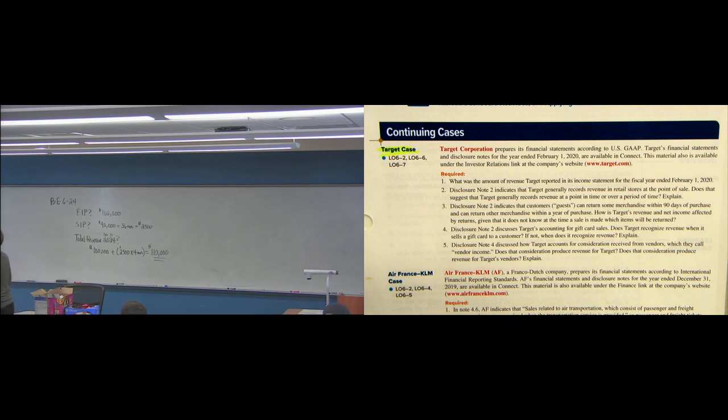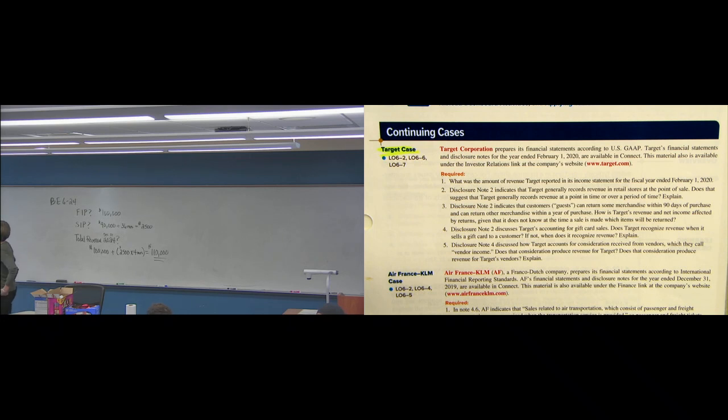It says, Target Corporation prepares its financial statements according to GAAP. Target's financial statements and disclosure notes for the year ended February 1st, 2020. Why am I telling you 2019? Because that's the 2019 annual report. It runs from February 2nd of 2019 to February 1st of 2020. I know those are weird dates, but it just does. It says they're available in Connect. We're not using Connect. We got the internet, so you might as well just go out there and find it.